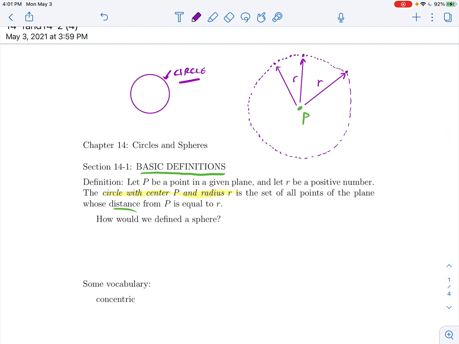We could define a sphere exactly the same way, but we would leave out the stuff about being in a specific plane. So then we would be taking the same distance in every three-dimensional direction. So this is the same, but without restriction to a plane.